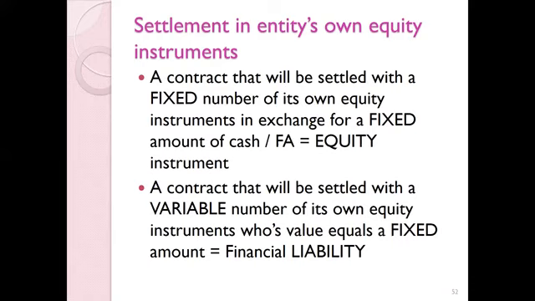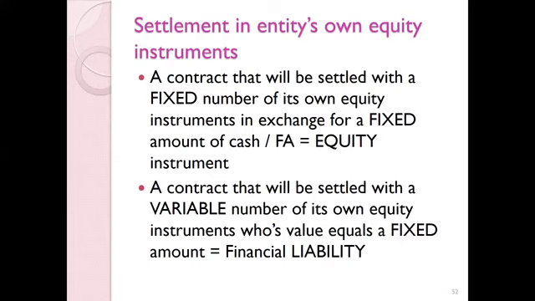The first scenario is a contract that will be settled with a fixed number of that company's equity instruments or shares in exchange for a fixed amount of cash or financial asset. This is deemed to be an equity instrument. The second scenario is a contract that will be settled with a variable number of shares whose value equals a fixed amount, and that would be taken as a form of financial liability.